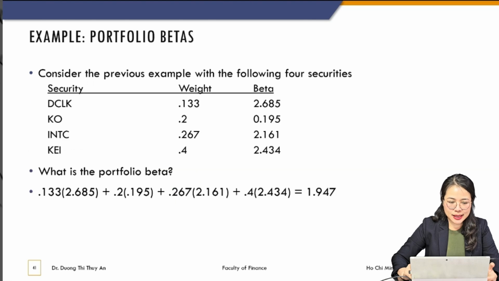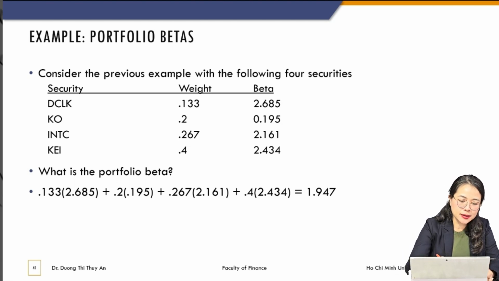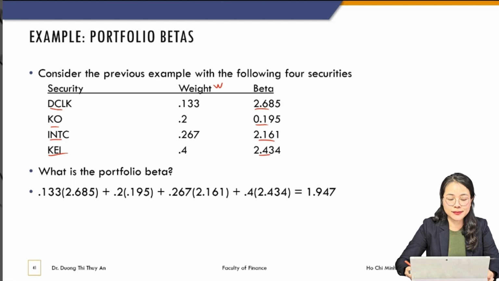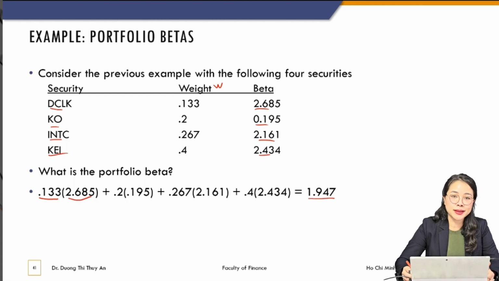So now consider we calculate the portfolio beta. If we have a portfolio of different assets, how do we calculate the beta of that portfolio? The same principle as when we calculate the expected return: we have the weight of each security in our portfolio and the beta, and we take the weighted average. You take the weight, multiply by the beta of each security, and then you add them together and you have the portfolio beta.